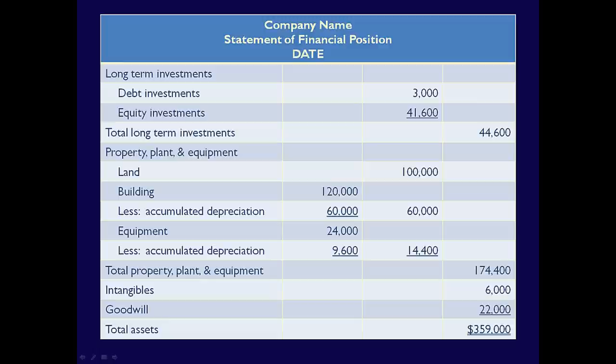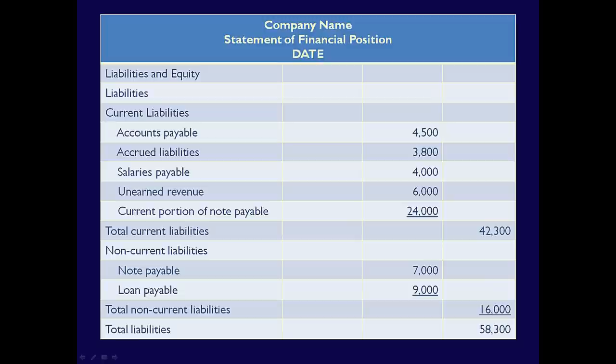The next section is called liabilities and shareholders' equity. I've started with current liabilities and provided a subtotal before moving on to non-current liabilities. Note, each section has its own subtotal, and then total liabilities is provided at the bottom. The accounts within current and non-current liabilities are in order of when they will be settled. The earlier they're settled, the higher they are on the listing. The final section is shareholders' equity.